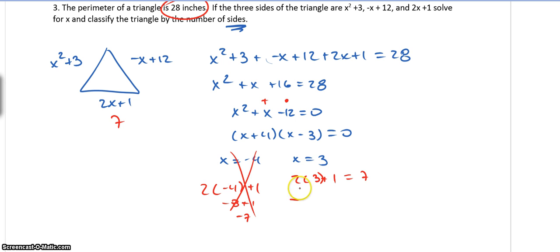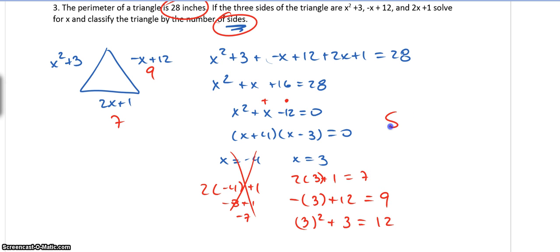Because we have to determine it by the number of sides, so we know this side is 7. So negative x plus 12 gives me negative 3 plus 12 is 9, so this side is 9. Then I have x squared plus 3. So 3 squared plus 3 is 9 plus 3 is 12. So 7, 9, and 12. To classify this triangle by sides, we would say it is a scalene triangle because all 3 sides are different.